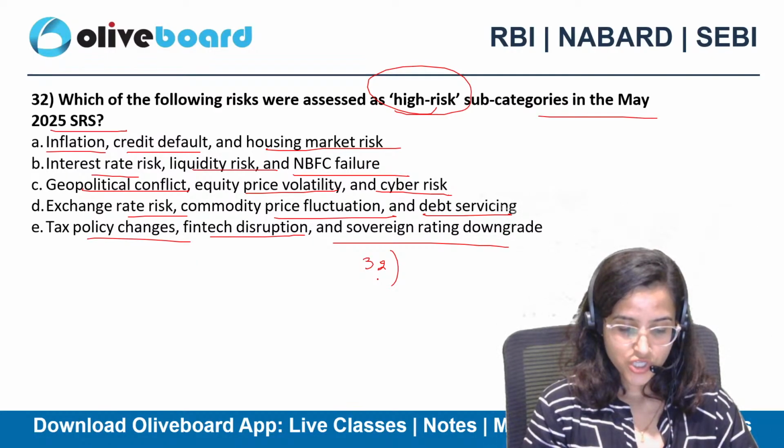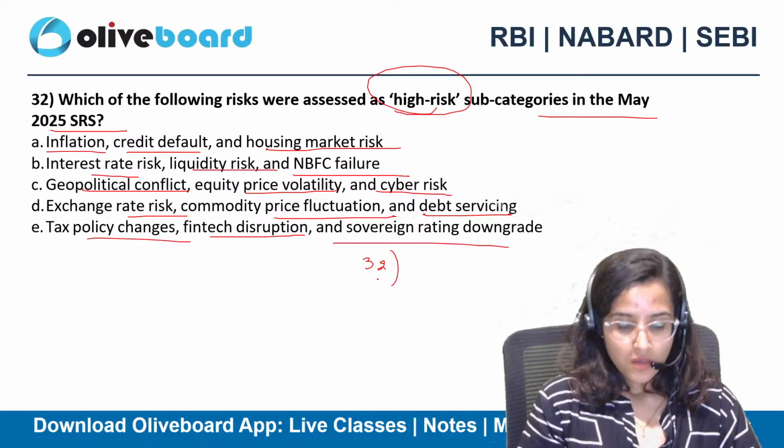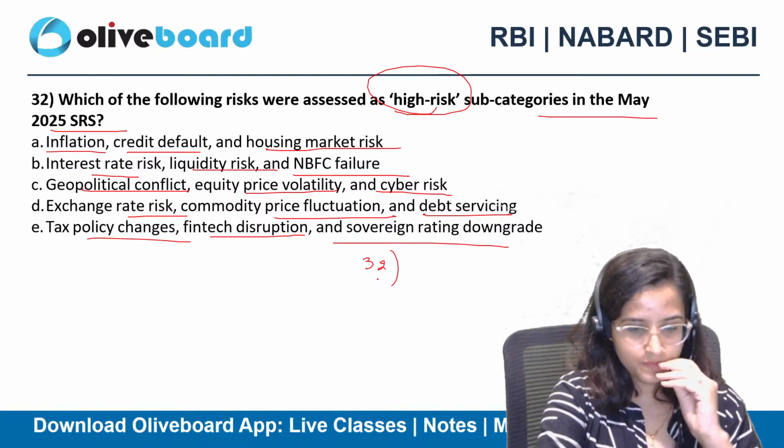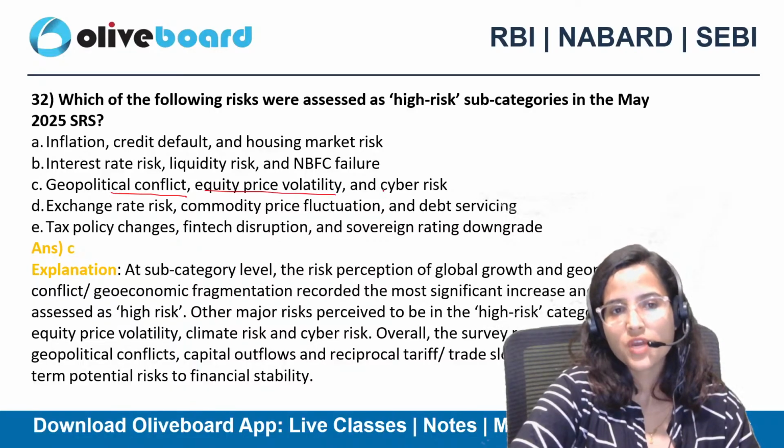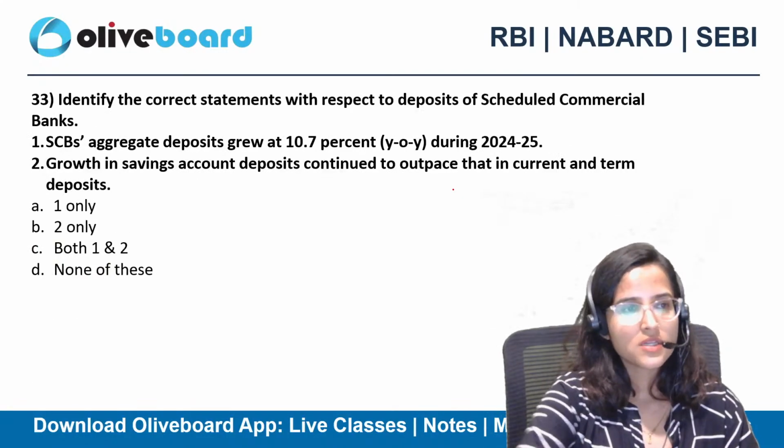32nd question. Ashish and John are giving me C as the answer. Anyone else? The answer is C, absolutely correct. Geopolitical conflict, equity price volatility, and cyber risk.